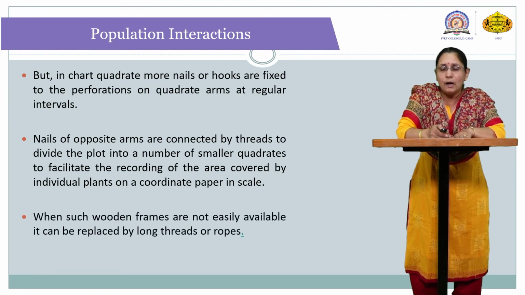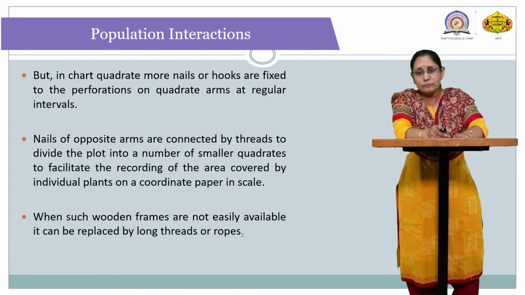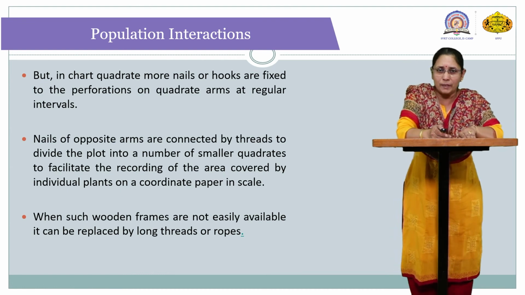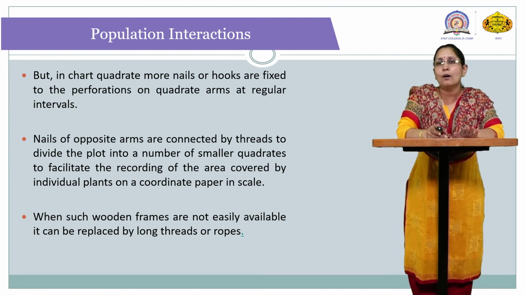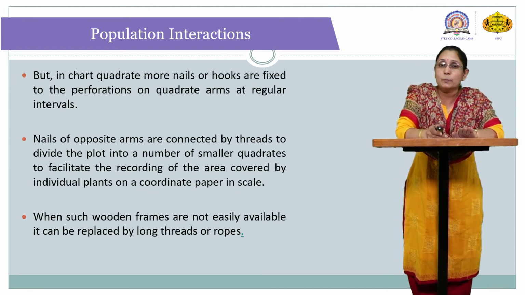So this is the way you are going to analyze the population interaction or diversity of this particular population with the help of the quadrate method. It is just the way of analysis for this particular quadrate method which is mentioned here.